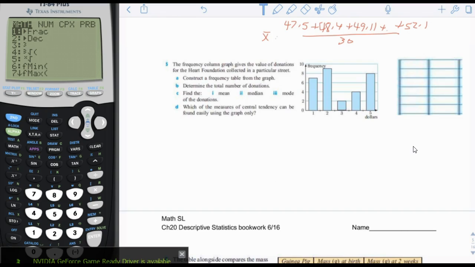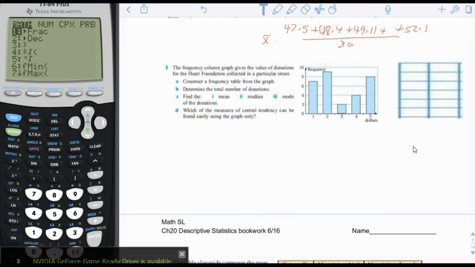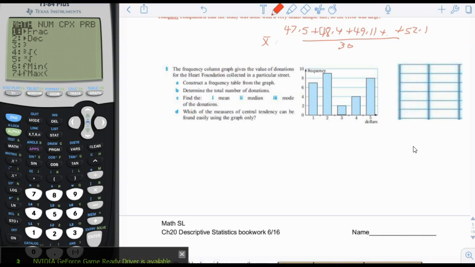So remember, we got data and we got frequency. And so the frequency is going to be here and the data is going to be here. It's going to be dollars, it says. Or you could put donations, maybe. Donations here. Okay. So you got 1, 2, 3, 4, 5. We got 7, and I'm just reading these off. 7. This would be 9. Next one's going to be 2. Next one's going to be 4. Last one's going to be 8. Okay. So there's our frequency table.